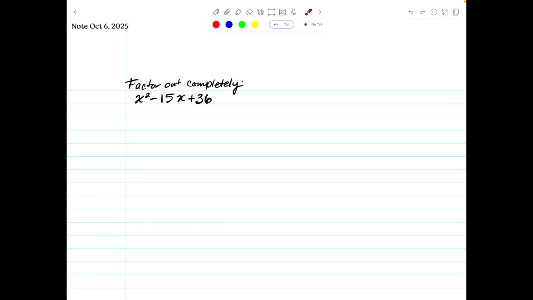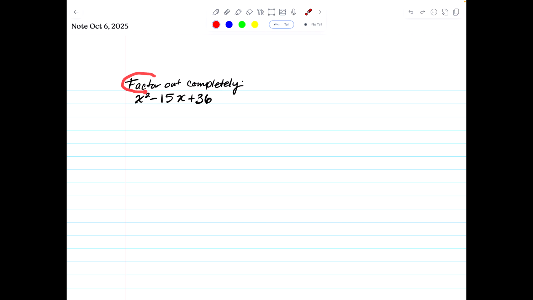For this problem, we're going to factor out this trinomial completely. Remember that this is a trinomial because it has three terms. Terms are separated by pluses and minuses. So we have 1, 2, 3. This is a trinomial and we're going to factor it out completely.